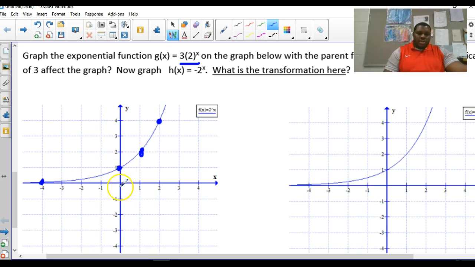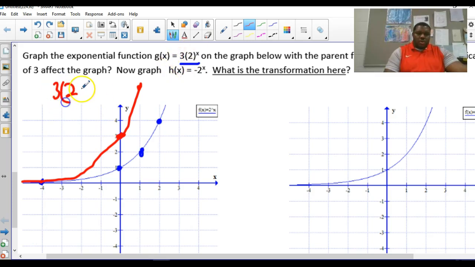So this point right here is 0, 1. Well, the y value is 1. So I'm going to multiply that by 3. 1 times 3 is 3. That's my new y value. Even here, this is 1, 2. If I multiply that by 3, it would be 1, 6. So 4, 5, 6 up here. And then this value here is negative 4, 0. Well, 0 times 3 is still 0, so that doesn't change. But guys, this is my new graph for this one here.